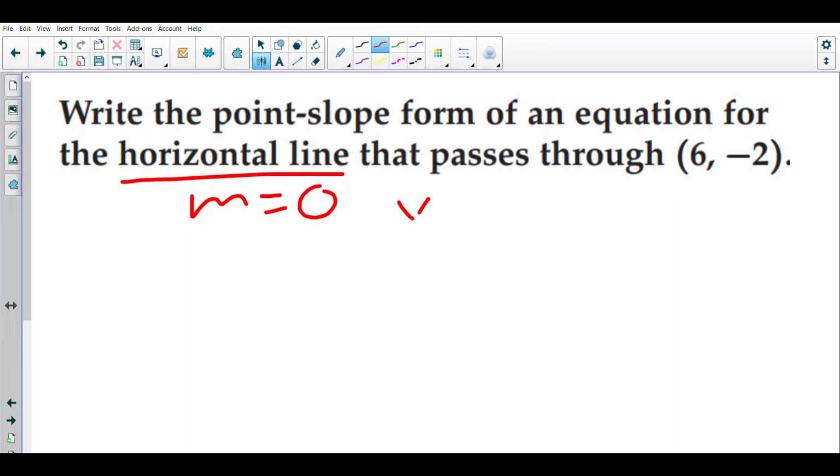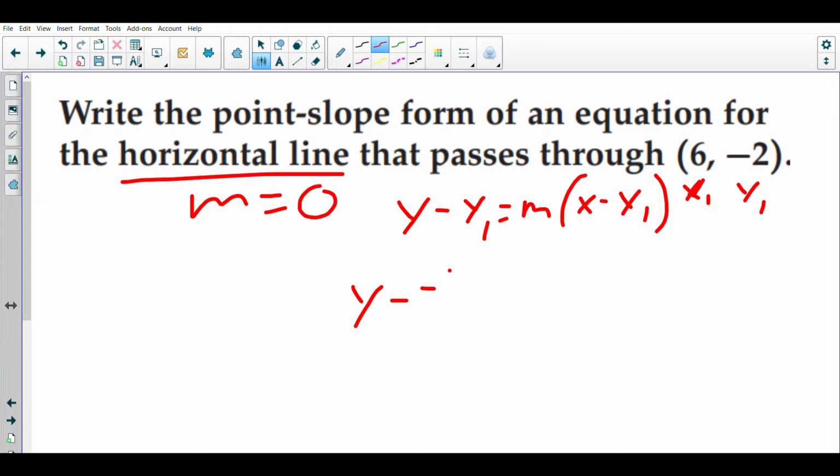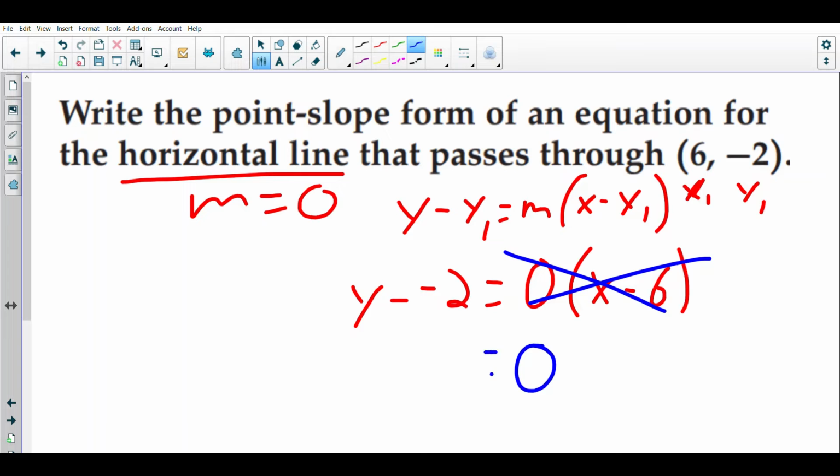So I'm still using my equation, y minus y sub 1 equals m times x minus x sub 1. So my slope is 0. My y1 is negative 2 and x1 is 6. So I have y minus a negative 2 is equal to 0 times x minus 6. Well, 0 times anything is 0, so that just cancels out. That's just 0. And then a double negative here is y plus 2. So there's my point slope form of the equation.